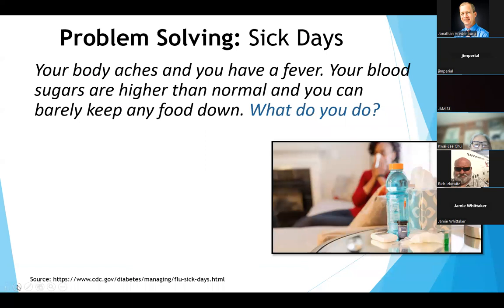So here's the problem. Your body aches and you have a fever, your blood sugars are higher than normal, and you can barely keep any food down. What do you do? If you can't keep any food down and you're taking insulin or other medications that'll affect your blood sugar based on food, you could have some issues there, right?